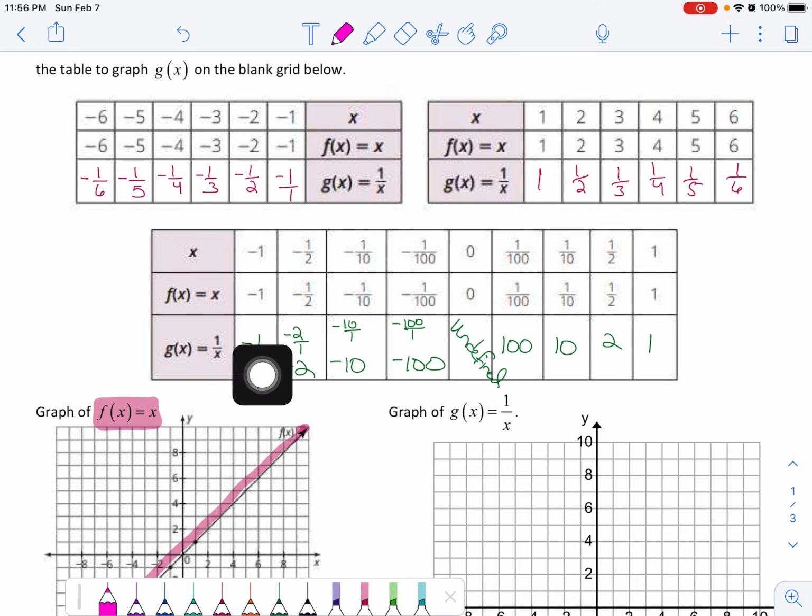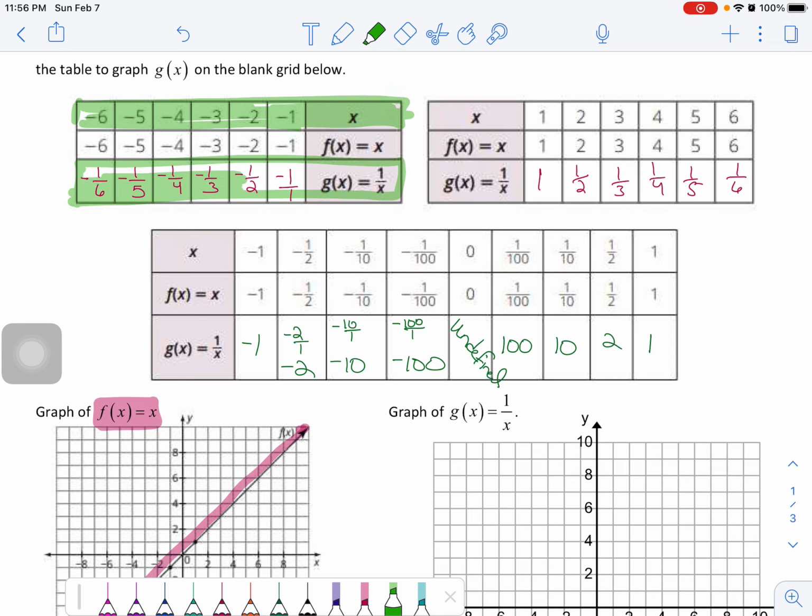So I want to take all of these values and figure out how to graph them for my g of x function. I have all of these x values that I'm going to pair up with all of these g of x values that I found, the reciprocals for the negatives. And then we've got these x values over here, which were the positive integers, with these g of x values here. I'm just highlighting so you see where I'm going to get these values from.